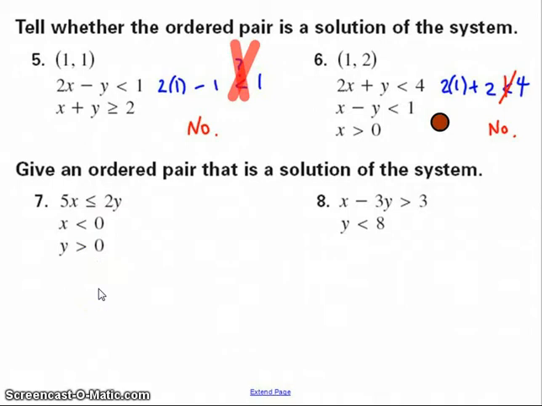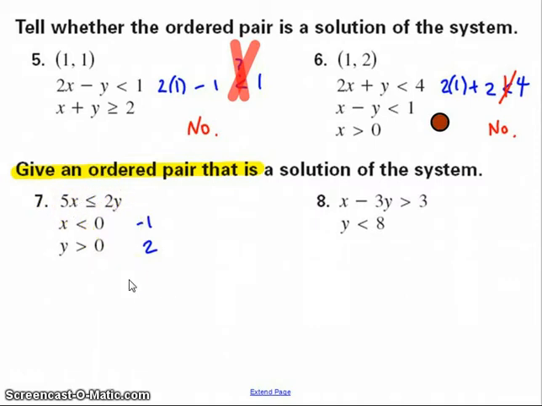I'll do 7 and I'll ask you to do 8. First of all, I just pick one of the easier ones here and I supply a value. So I need a y value that's greater than 0. I've picked 2. I need an x value that's less than 0. I've picked -1. I try both of those in this more complicated inequality here.